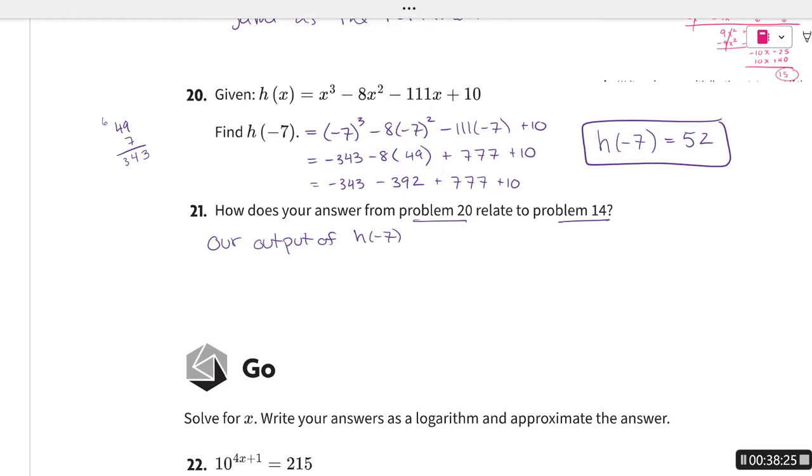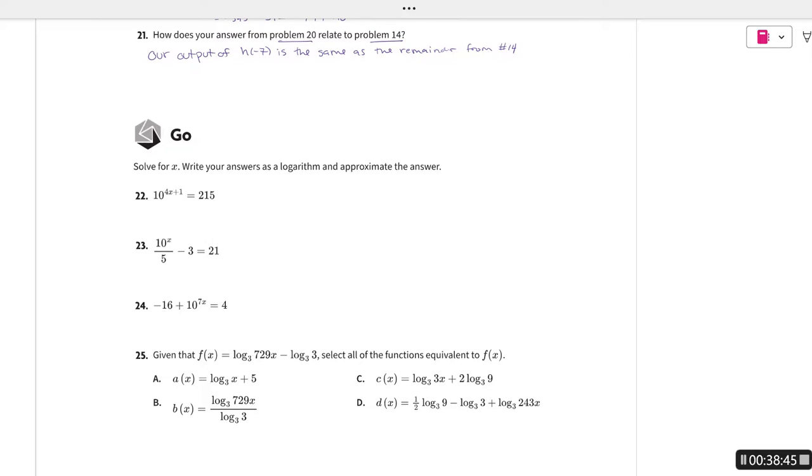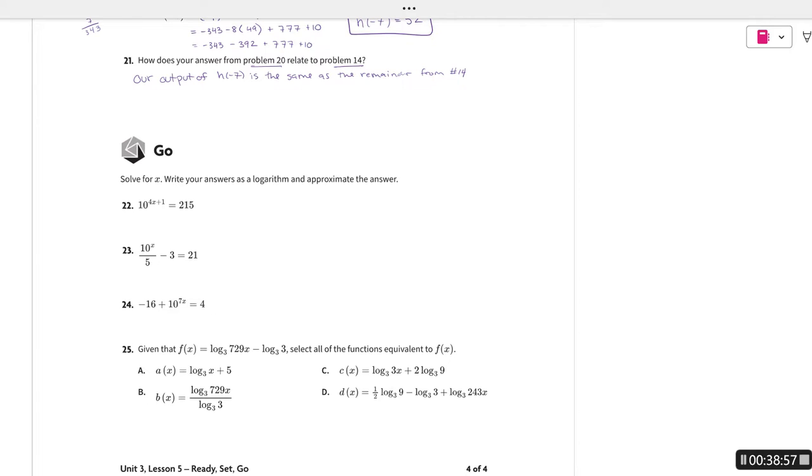Okay, the output of h of negative 7 is the same as the remainder from problem number 14. Okay, let's go into the go section now. So, go says solve for x, write your answers as a logarithm, and approximate the answer. So it just wants us to approximate the answer. So let's look at 22.